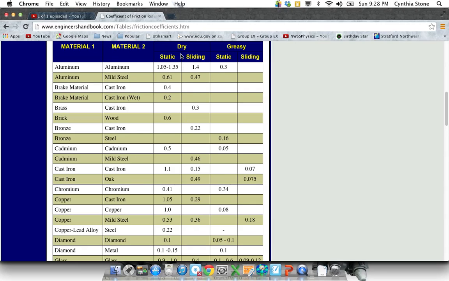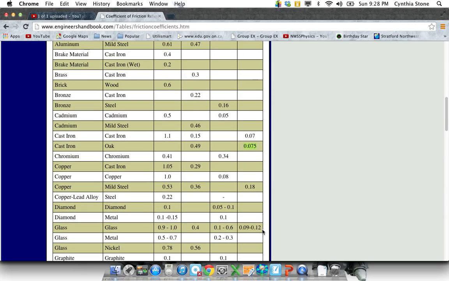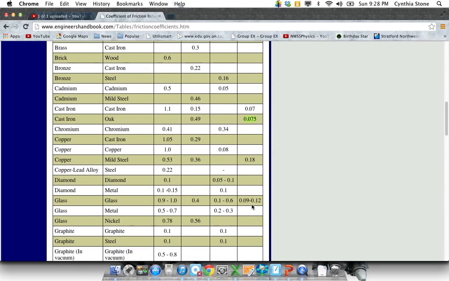So obviously if the surfaces are dry, the number is bigger than if it's greased. For example here, cast iron on oak, the dry coefficient of friction is 0.49, and that's sliding again. That means they're moving against each other. Static is if they're not quite moving yet. And sliding, greasy is way lower, and that of course makes sense. Greasy is always going to be a lower number because we know greasy is slippery, right?